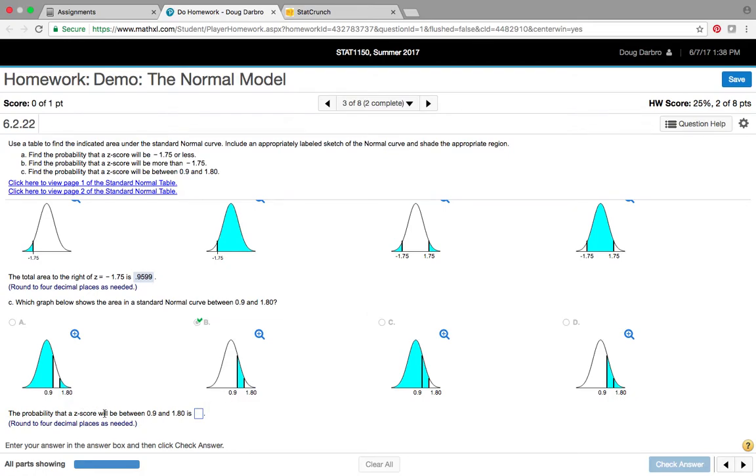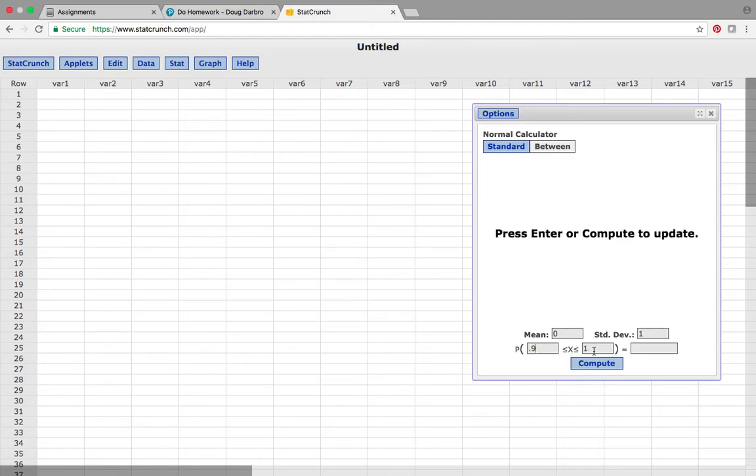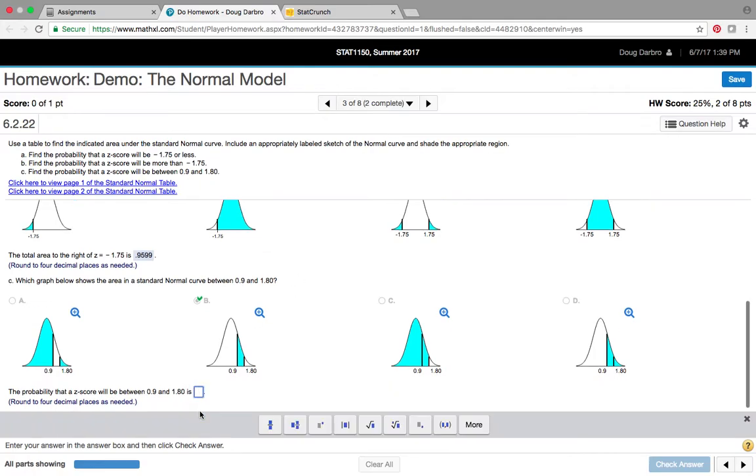Find the probability the Z will be between 0.9 and 1.8. So, guys, that's one of those between problems. And what, 0.9 and 1.8? Compute. So 0.1481.